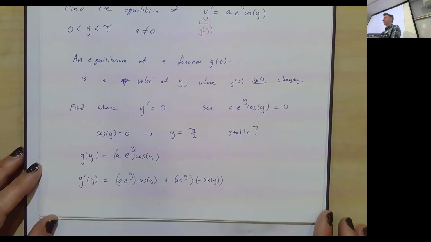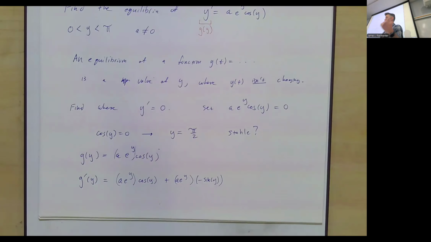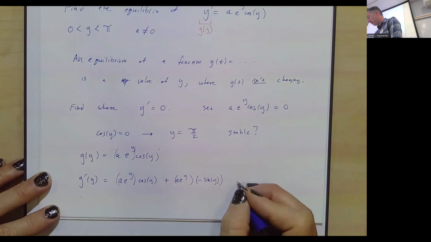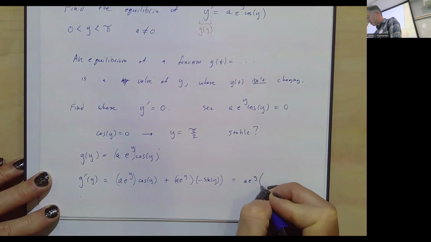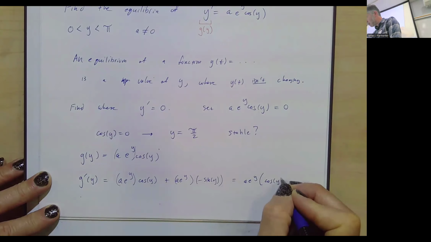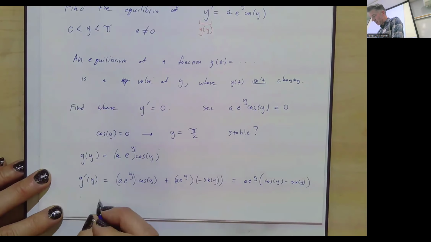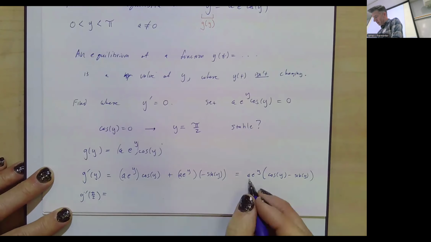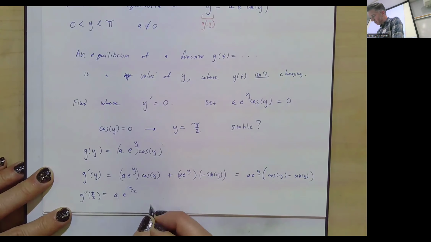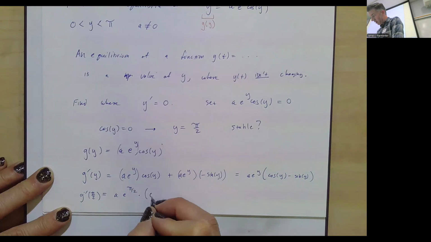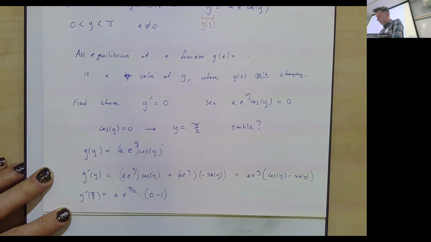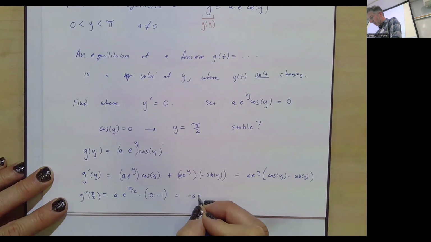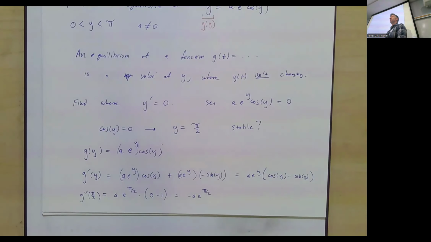And now we're going to plug in our equilibrium, because that's how you determine whether the equilibrium is stable or not. In fact, I could factor this out. This is a e to the y times cosine of y minus sine of y. So let's see here. If we plug in pi over 2, we're going to get a times e to the pi over 2 times cosine of pi over 2, which is 0, minus sine of pi over 2, which is 1. So this is equal to negative a e to the pi over 2. Which, depending on what a is, could be positive or negative.